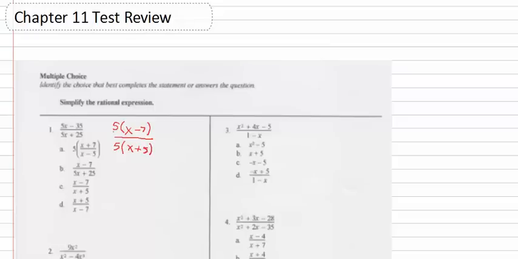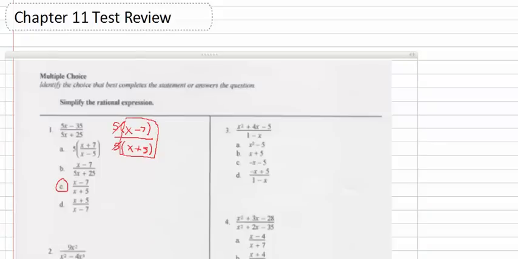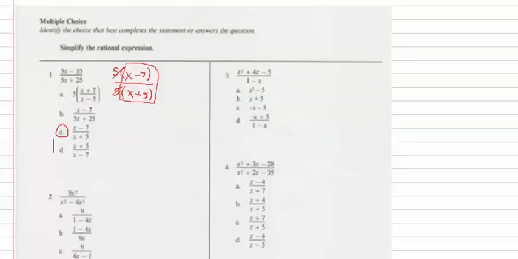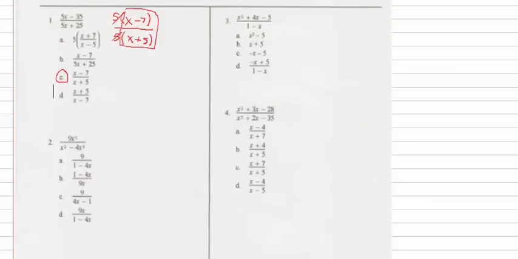Okay, now I can cancel the 5's out. And my final answer would be x minus 7 over x plus 5. And then I look at my answer choices here, and I see that it is going to be letter C. Okay, number 2, I'm going to go ahead and move my screen down a little bit. We're going to do number 2.